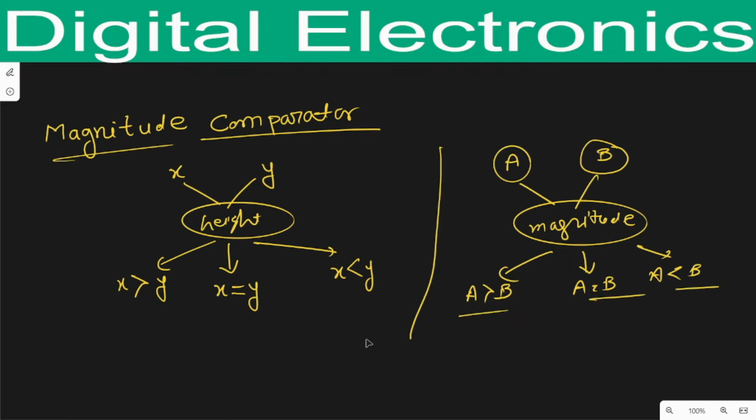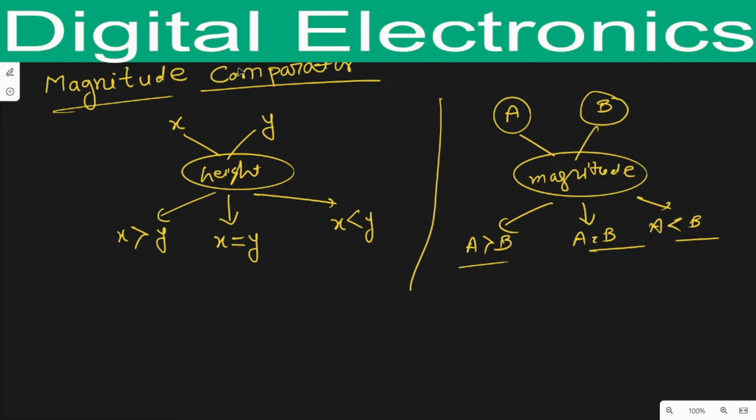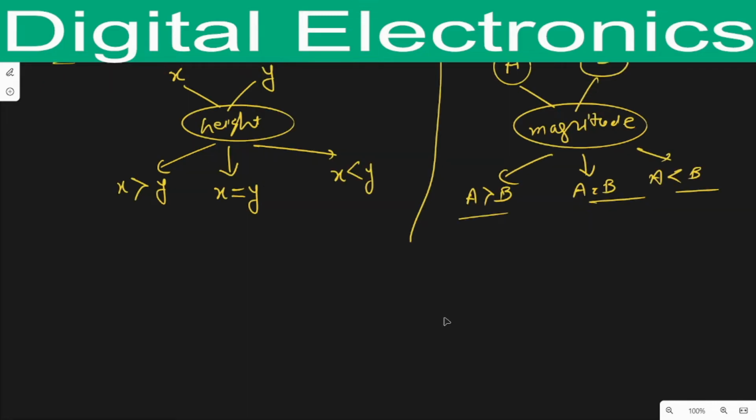Now, a magnitude comparator is a device that is used to compare the magnitude of two numbers. A magnitude comparator is a combinational circuit that is used to compare the magnitude of any two numbers. On the basis of magnitude, there are various types of magnitude comparator.